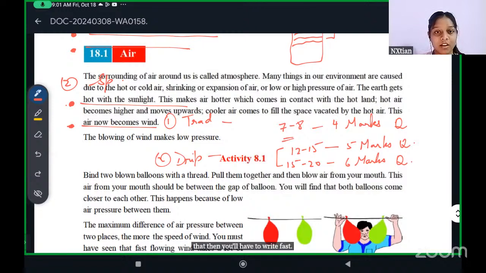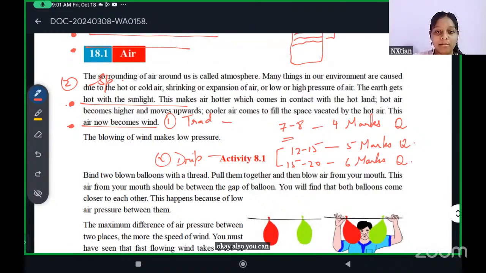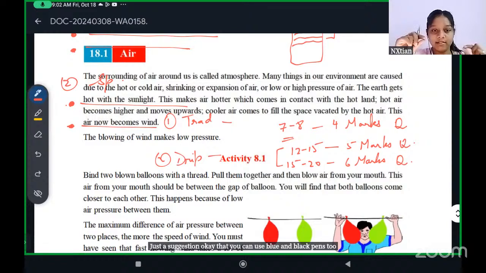Ma'am, I have a question. Do we have to write in pen? Eighth class, I think yes, you guys will have to write in pen. Also, you can use blue and black pens. That's not a compulsion, just a suggestion. You can use blue and black pens too: for the point heading, black pen, description, blue.